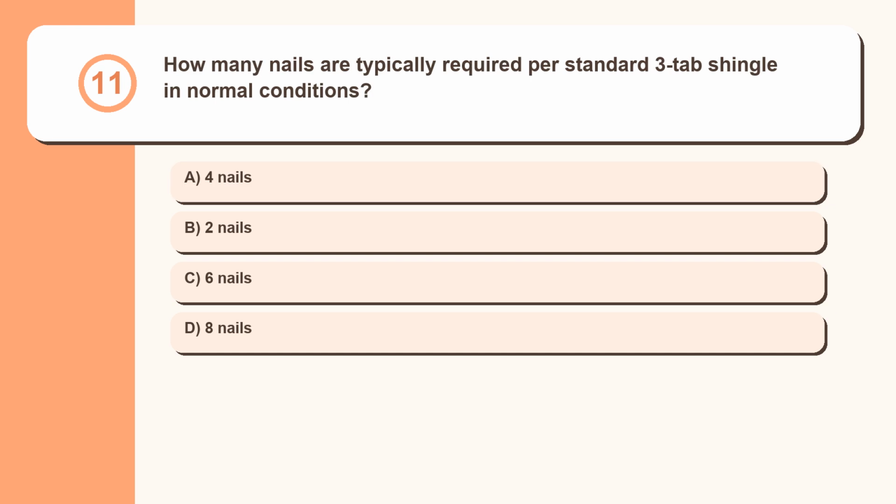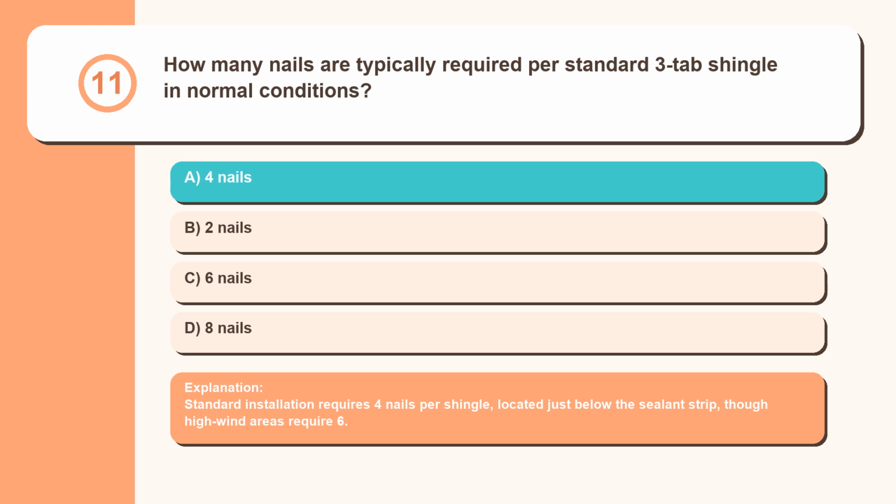Question 11. How many nails are typically required per standard 3-tab shingle in normal conditions? 4 nails, 2 nails, 6 nails, 8 nails. Standard installation requires 4 nails per shingle, located just below the sealant strip, though high wind areas require 6.